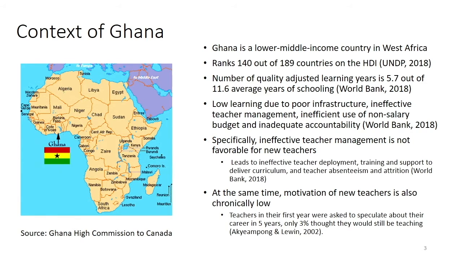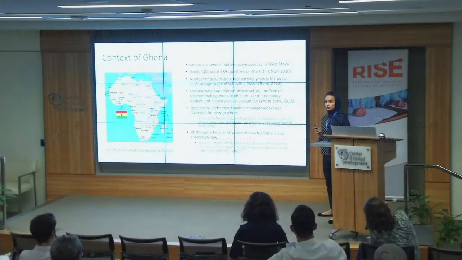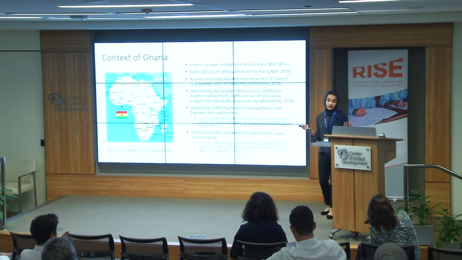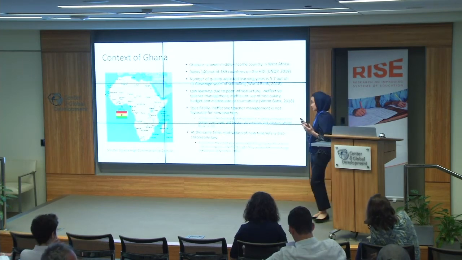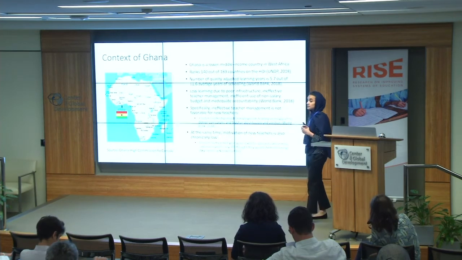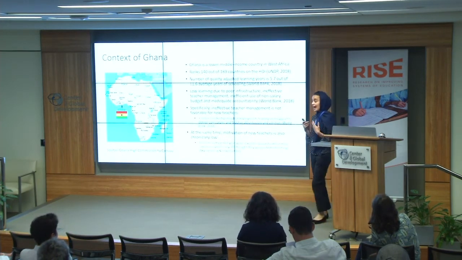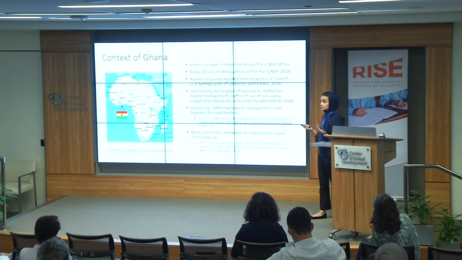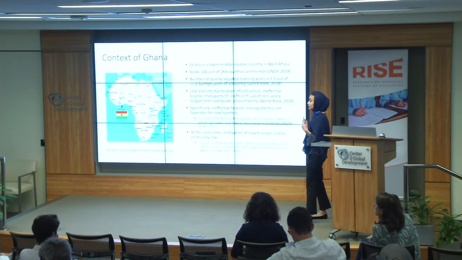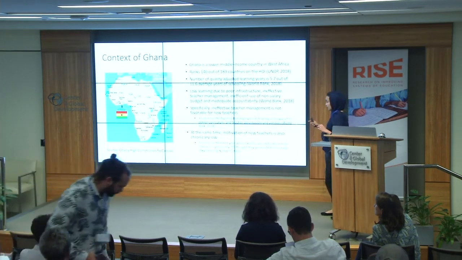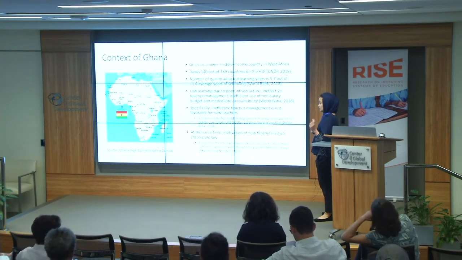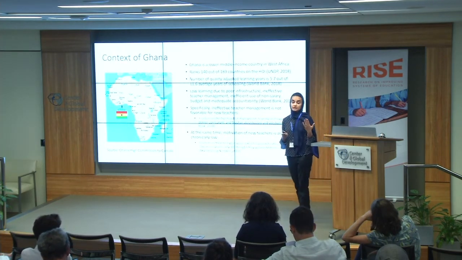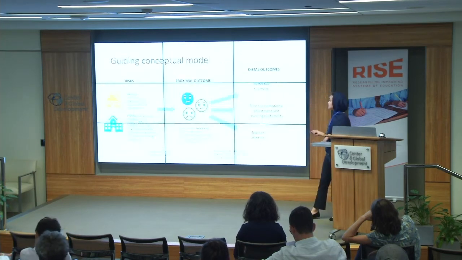Particularly with ineffective teacher management, we've seen that it often translates into ineffective teacher deployment and lack of administrative support, which eventually does lead to sometimes teacher absenteeism and, in extreme cases, teacher attrition. We've also seen in literature that there's a strong relationship between motivation and teacher retention and attrition. So we've seen in literature that motivation of new teachers is also reported to be chronically low in Ghana in particular. There have been a lot of studies, but in particular, a study by Akyempong and Lewin in 2002 looked at teachers in their first year, so new teachers, and they were asked to speculate about their teaching career in the next 5 years, and only 3% of the teachers said that they would still be in the system teaching.